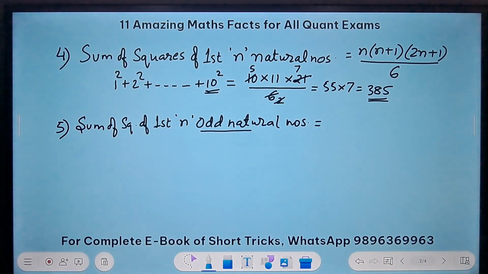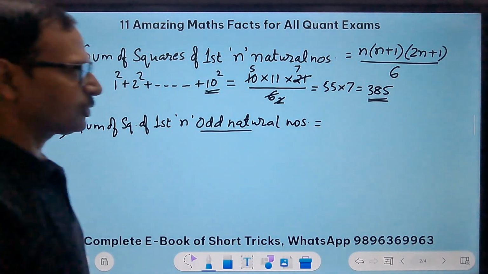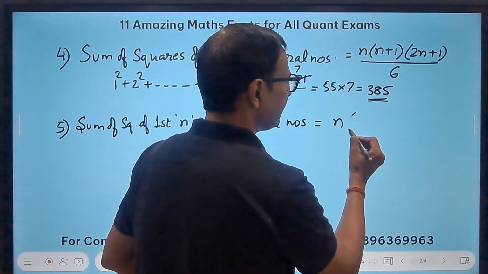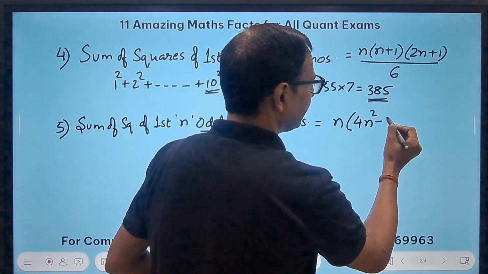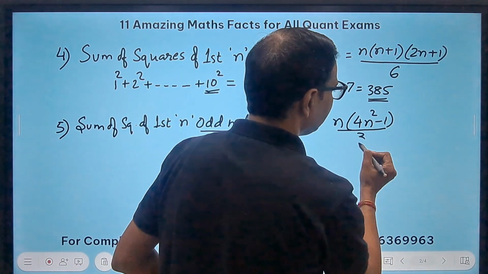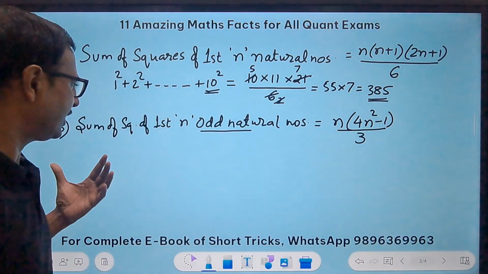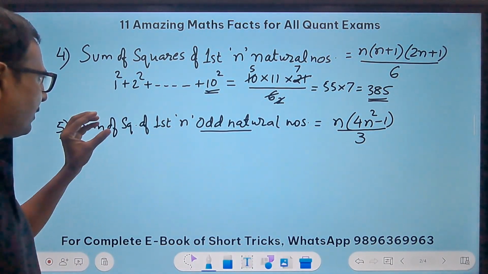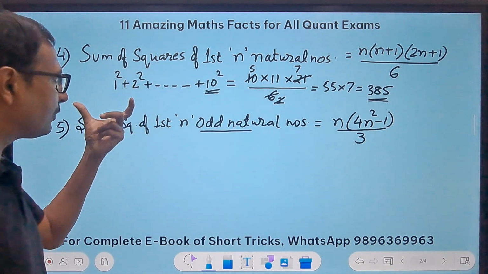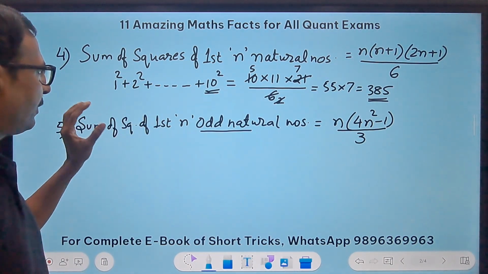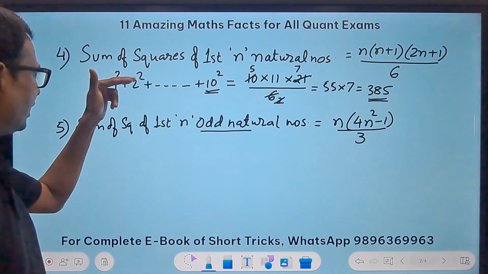Now when we have to take the odd natural numbers, you have to do n times 4n square minus 1 and divide the result by 3. So you can check. You can take like 1 square plus 2 square plus 3 square, only up to say 3 square. Okay, but that will go in the fourth trick.